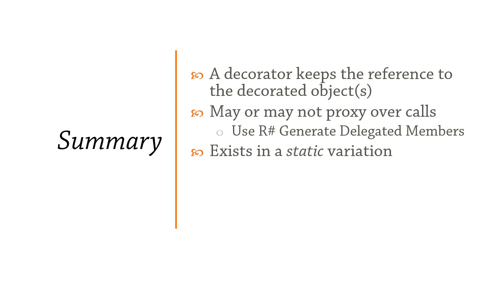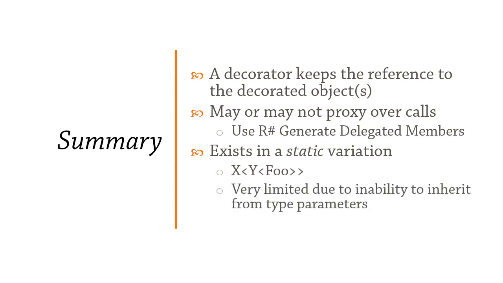Now, in C#, the decorator does also exist in a static variation, and what we're talking about is the layering of decorators, not by calling their constructors, but by specifying a type with generic arguments. Unfortunately, unlike in C++, the use of this approach is very limited because we still cannot inherit from type parameters. You cannot have a type Foo<T> inheriting from T, and therefore this approach, which is actually an excellent approach in C++, is very inconvenient in C#, so I wouldn't really recommend it.